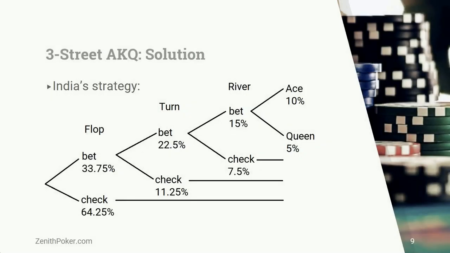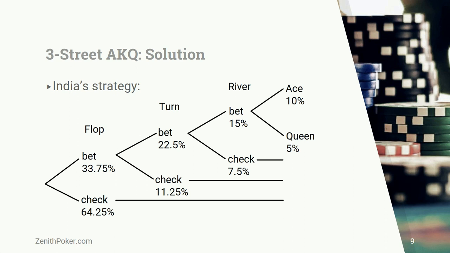And so here we have a solution for India's strategy. On the flop, India will bet 33.75% of her range. On the turn, she'll bet 22.5% of her range and check back 11.25% of her range. Of that 22.5% that is bet on the turn, on the river, 15% of that will be bet, and 7.5% of that will be checked.